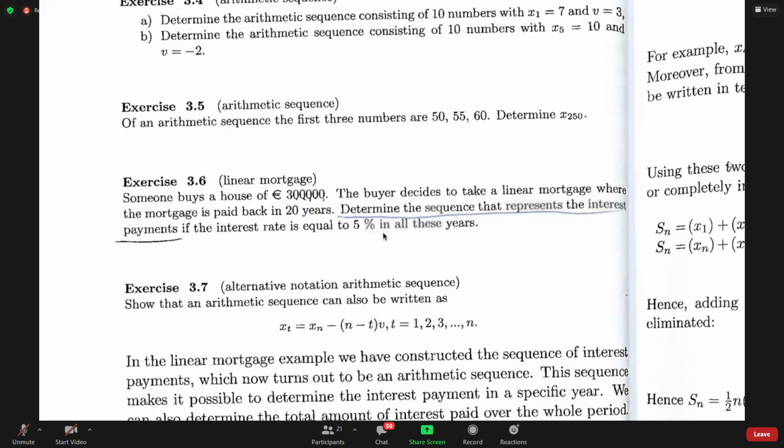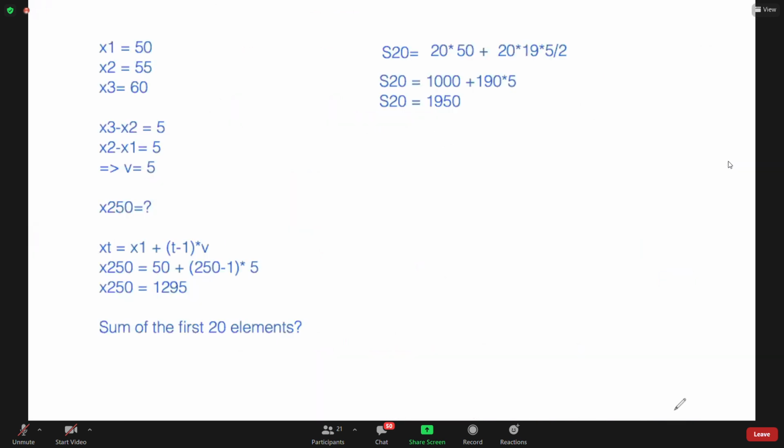So we have to find the sequence, and I'm going to give you a few examples of the sequence first, because it's 20 years, it's a lot. We can't write it all down. But we remember the exercise. I have it also here written down, so let's move on to the whiteboard. How do we create an arithmetic sequence for a linear mortgage?